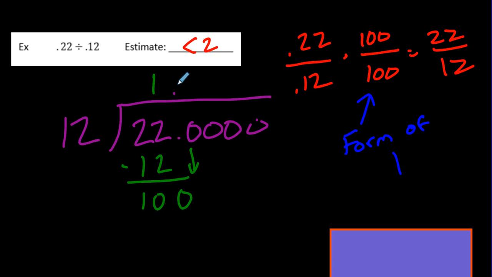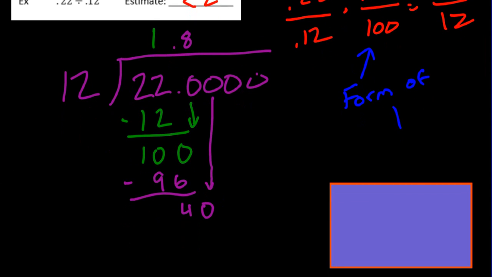Well, we put our decimal up and we find that that answer is 8 because 8 times 12 is 96. Subtract 96 from 100, we get 4. Let me bring down the next 0. How many times does 12 go into 40? Well, that is 3 times, because 3 times 12 is 36.